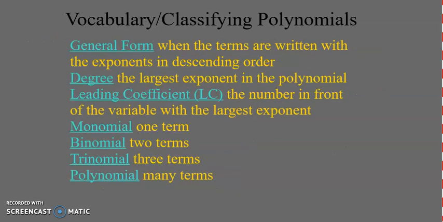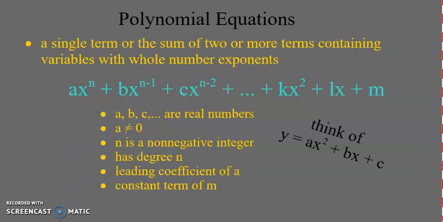So a little more vocab here and how we classify polynomials. We typically want to write our polynomials in general form, and that just means that the terms have to be written with the largest exponents first, and it's written in descending order. So, for example, x to the power of 2, x to the power of 1, and then our constant term that does not have an x has to be written in that order.